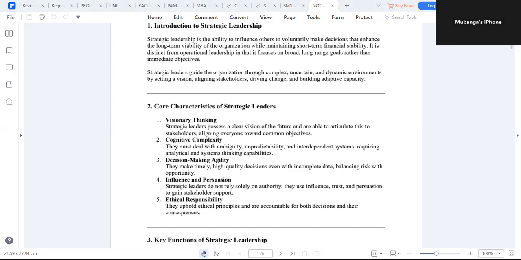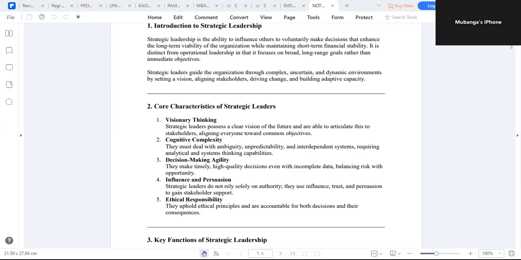So rather than relying on formal authority that most managers would want to have, strategic leaders will use what? Influence. They use precision to align with the stakeholders. So they will build coalitions and establish trust and communication effectively to gain the commitment that the organization will give them. So they are emotionally intelligent. They have that emotional intelligence, and they also are subtle at the same time. So they understand how to navigate interpersonal and organizational dynamics. Then they have an attribute of ethical responsibility.